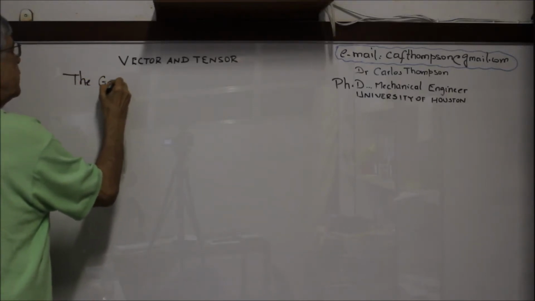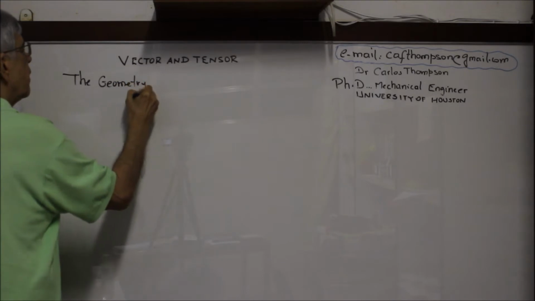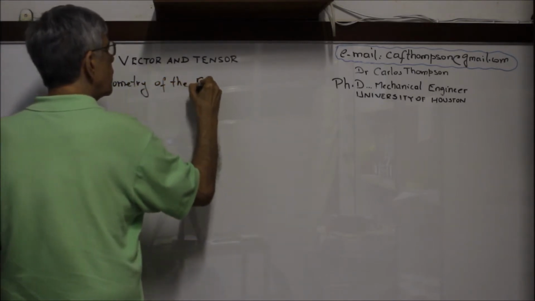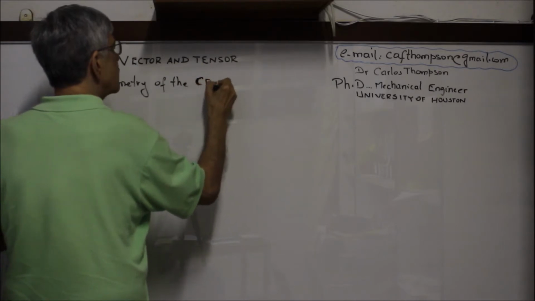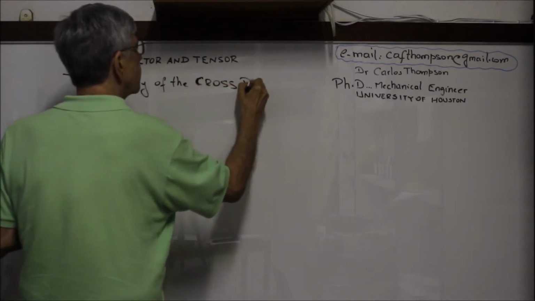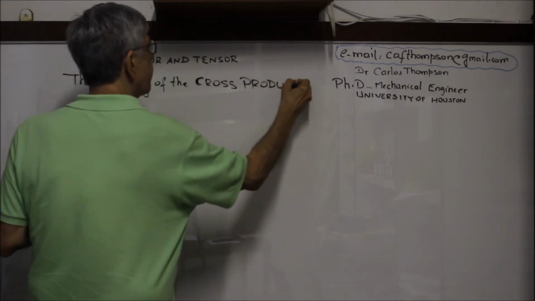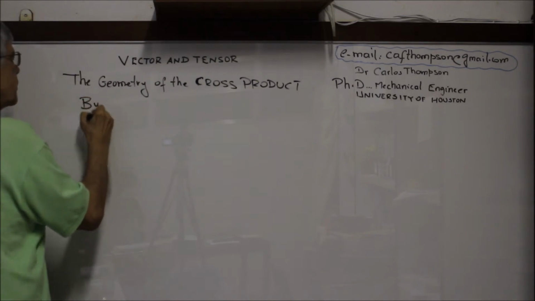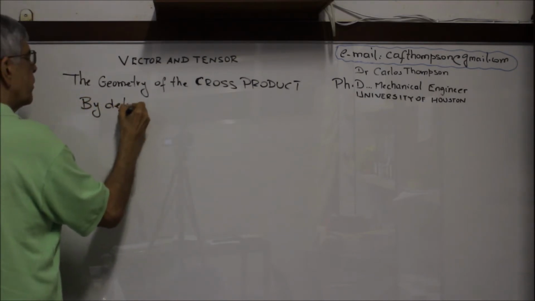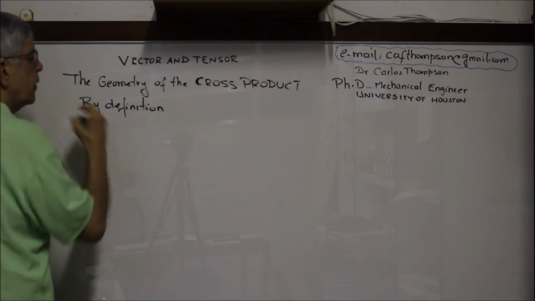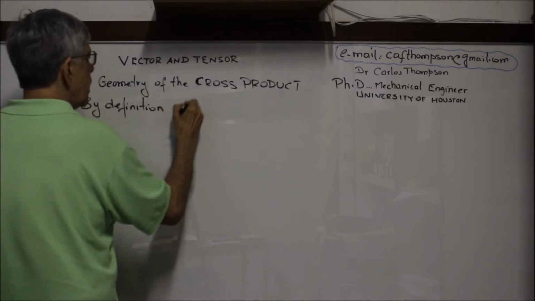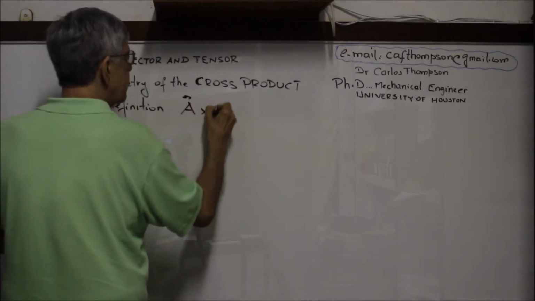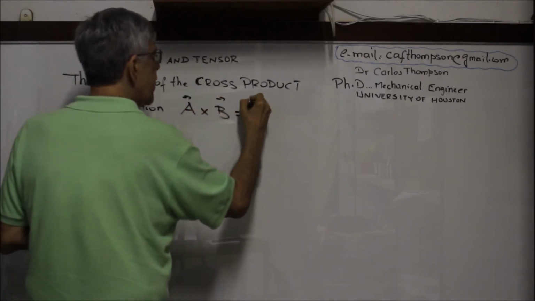The geometry of the cross product. Okay. So, by definition, vector A cross B is equal to vector C.